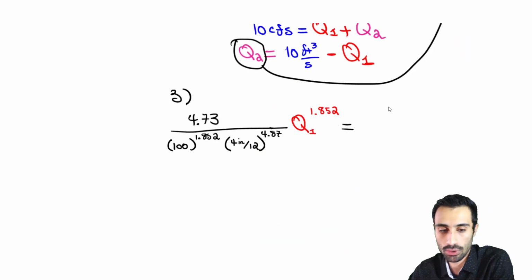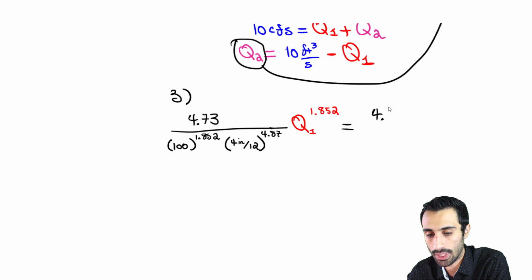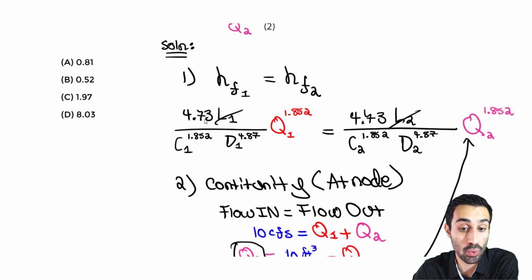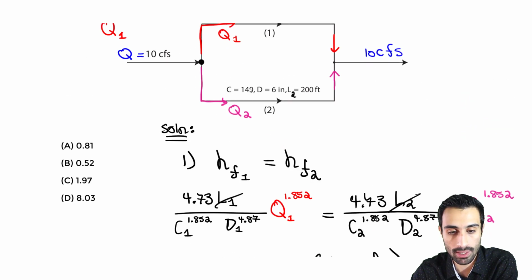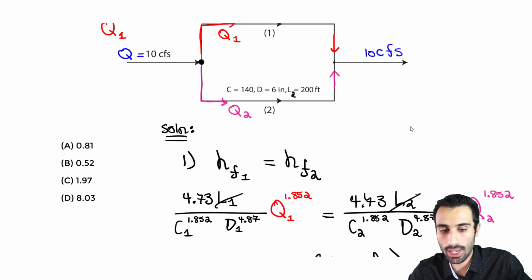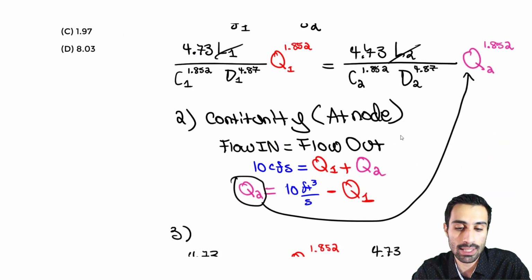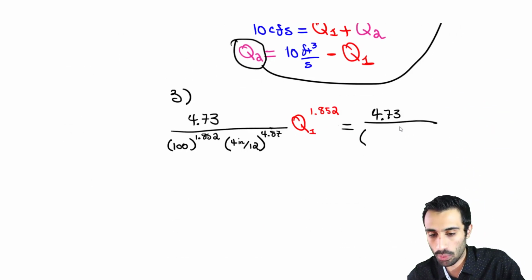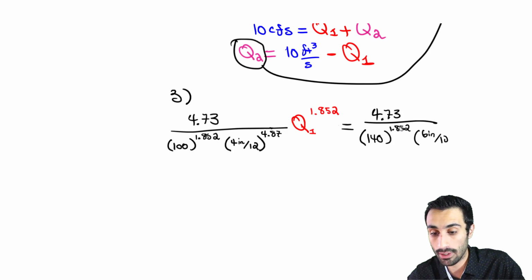Same idea. So doing the same thing, we take 4.73 divided by the Hazen-Williams for which one, pipe 2, is going to be the 140. Diameter is going to be 6. So if we go down, we would put that 140 and 6. So it's going to be 140 for this, raised to the power of 1.852. And we take that 6 divided by 12, because we want to convert that to feet. And we raise that to the power of 4.87. So that's going to be that part.